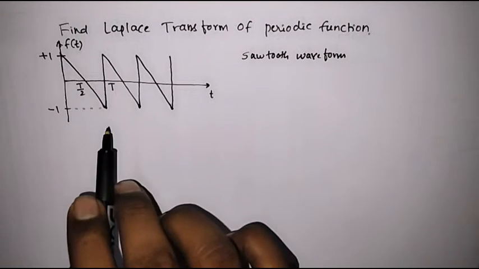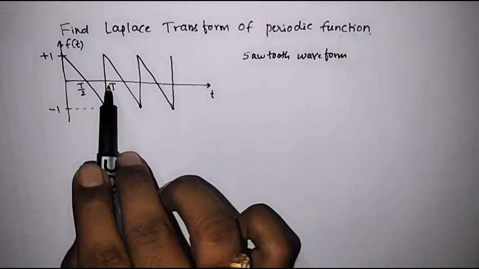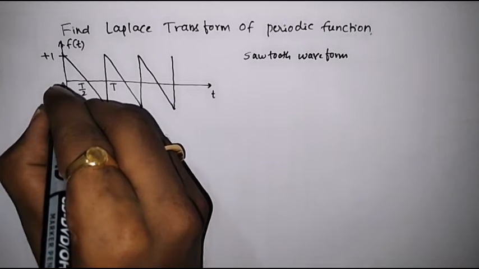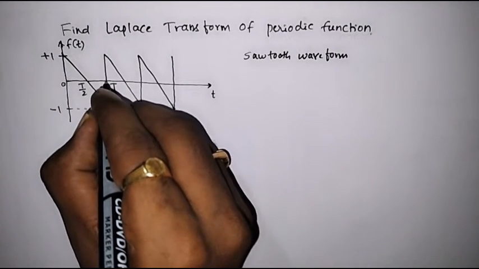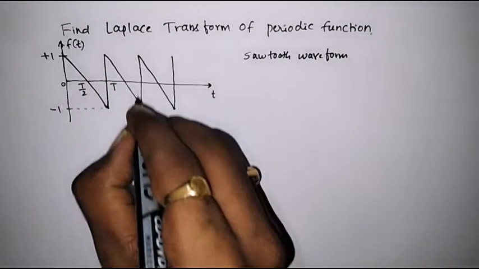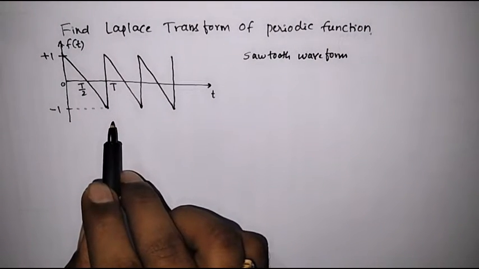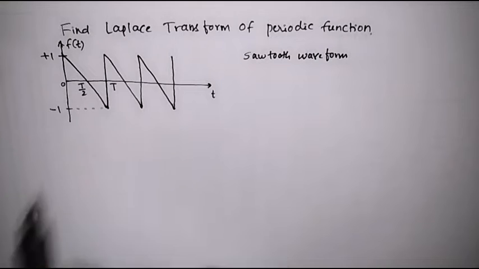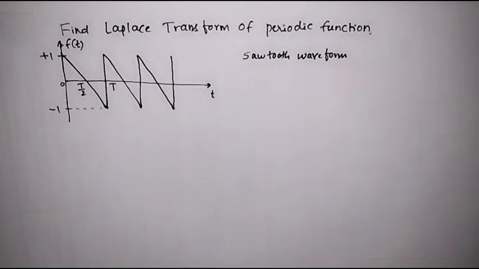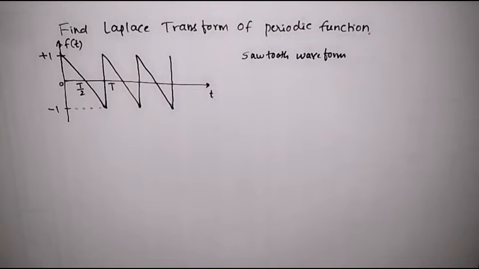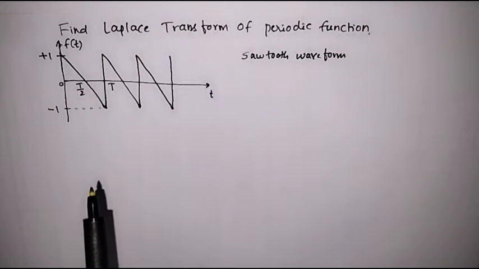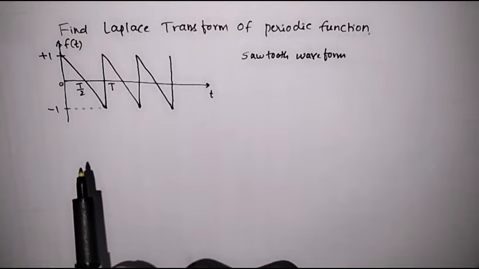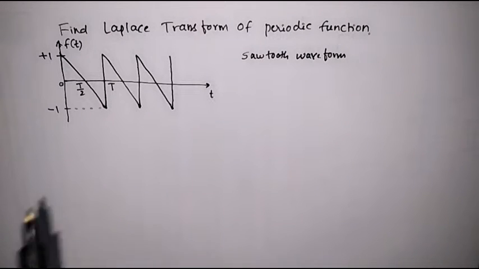This is a periodic signal, as we know. At t equal to 0 the signal begins, and at every T the same signal will repeat. This kind of signal is known as a periodic signal or periodic waveform. If we find the Laplace transform of periodic functions, we should consider only one cycle of the periodic function.